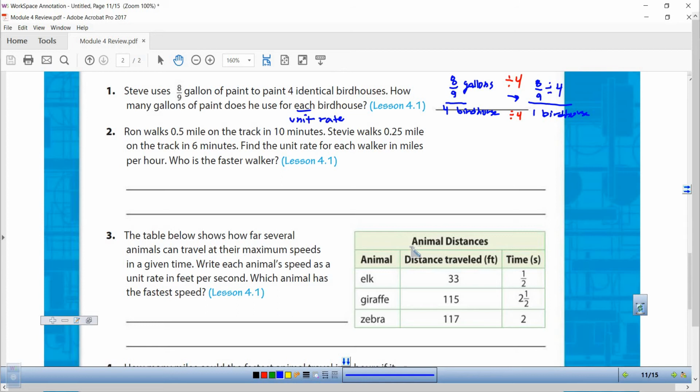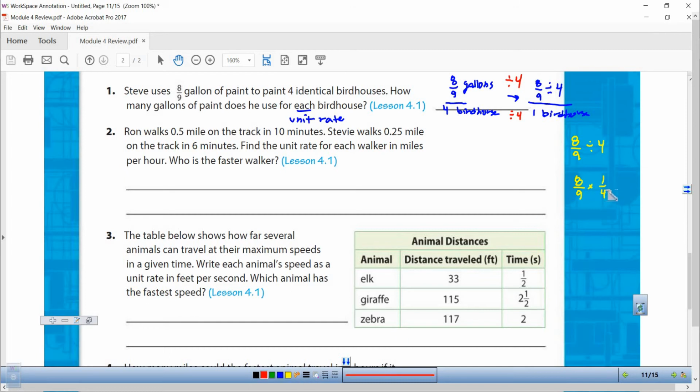divided by 4. That's going to give me my unit rate, or the first number divided by the second number. It will always work that way. The top quantity divided by the bottom quantity. When you do that, that makes that bottom quantity 1, and you will get the unit rate. So I'm going to do 8/9 divided by 4, which is the same as 8/9 times 1 over 4.